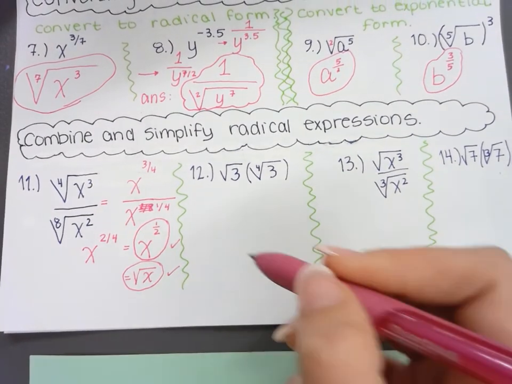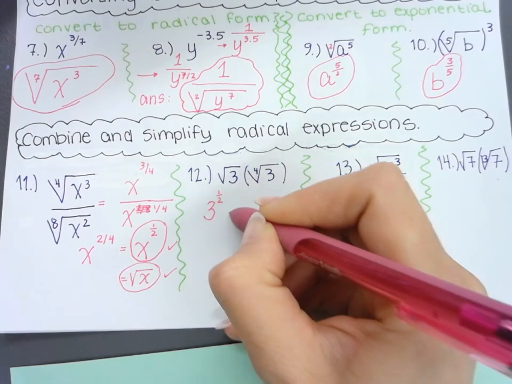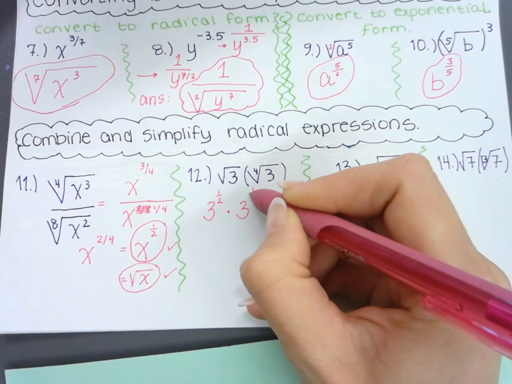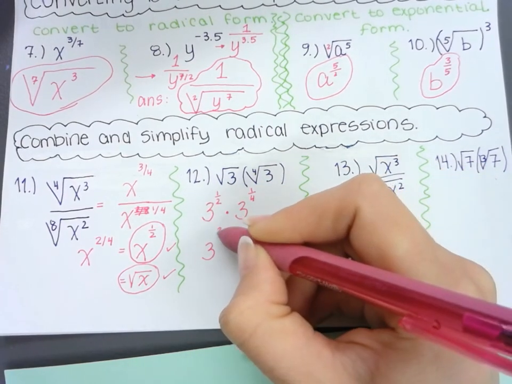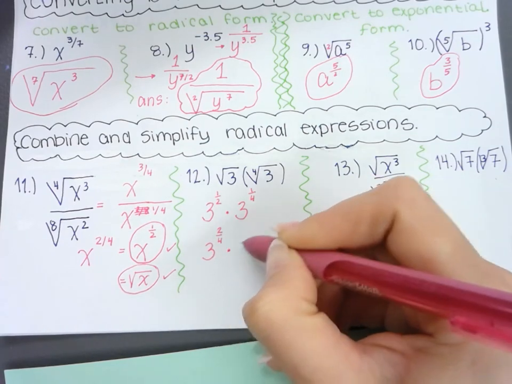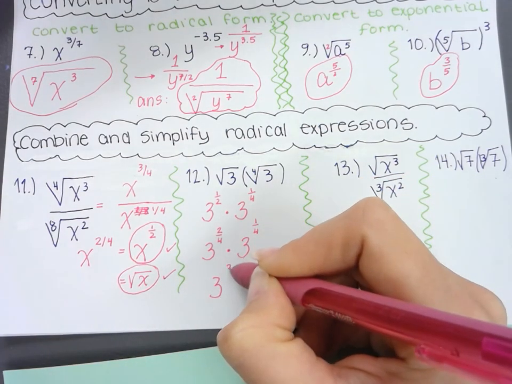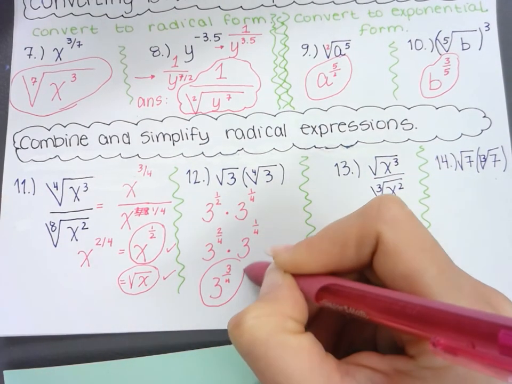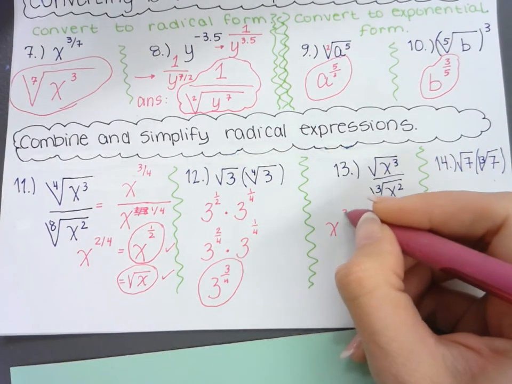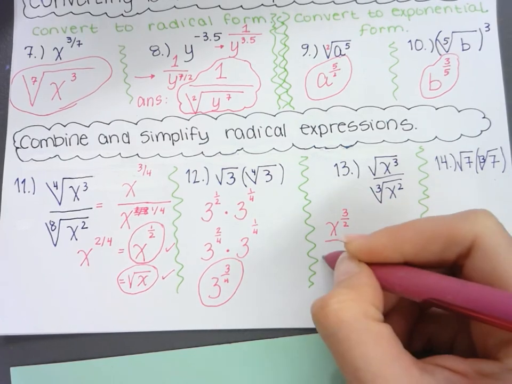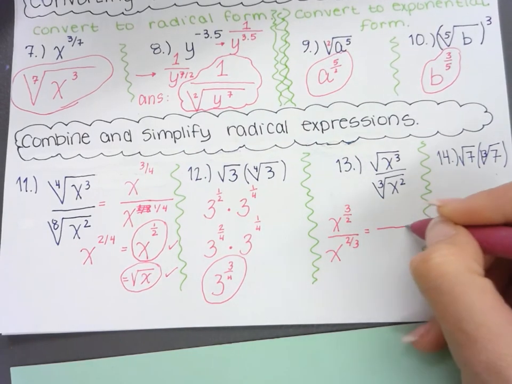Okay? Next, I'm going to use exponents. 3 to the 1/2 times 3 to the 1/4. I want to add my exponents. That becomes 3 to the 2/4 plus 1/4, because I need a common denominator. So my common denominator would be 4. Add them up: 3 to the 3/4, and nothing wrong with that. Leave it the way it is. This one is similar to this one. X to the 3/2 over x to the 2/3. I want to subtract my exponents, but again, I need a common denominator.